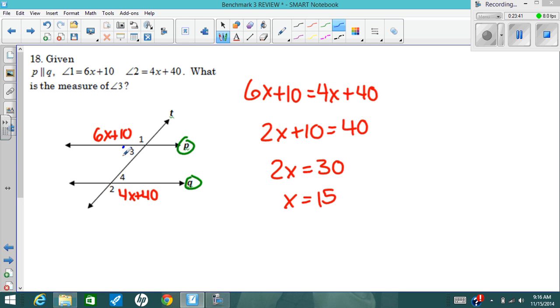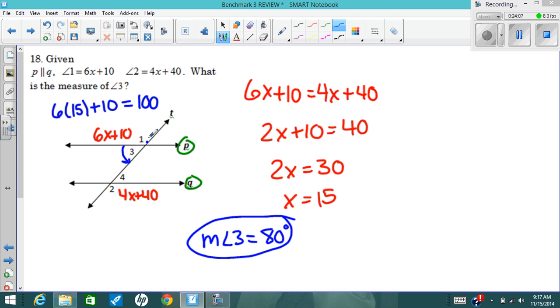This angle 3 that we're looking for is going to be supplementary to angle 1. So if we find angle 1, we can find angle 3. Angle 1 is 6 times 15 plus 10, which is 100. So that makes angle 3 80 degrees because they're supplementary.